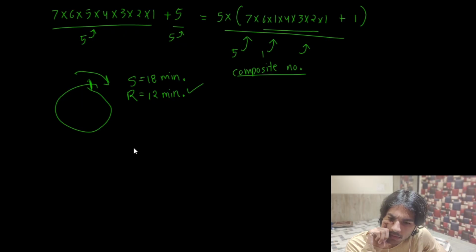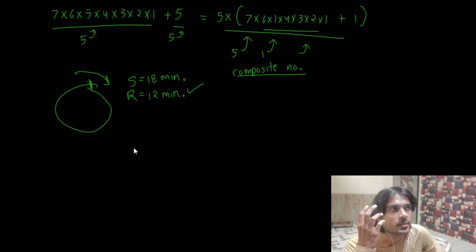18 and 12. The question is, when will they meet again? When will they meet again? Suppose this is the time. It is asking me time, right? Time when they will meet again. So it is simply asking me time. Suppose k is the time.